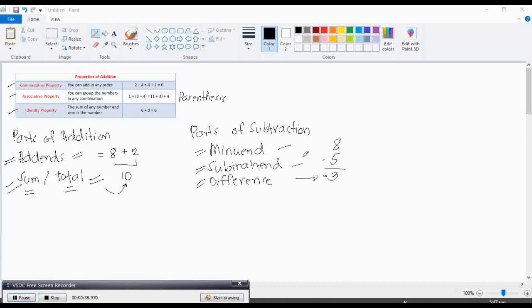Let's move into the parts of subtraction. Parts of subtraction has three parts. We do have the minuend, the subtrahend, and the difference. The minuend is the first number of the subtraction, followed by the subtrahend. And the answer in subtraction is what we call difference.